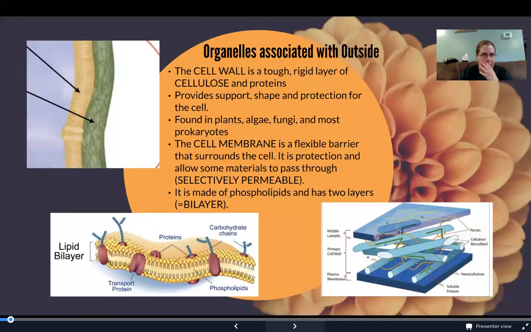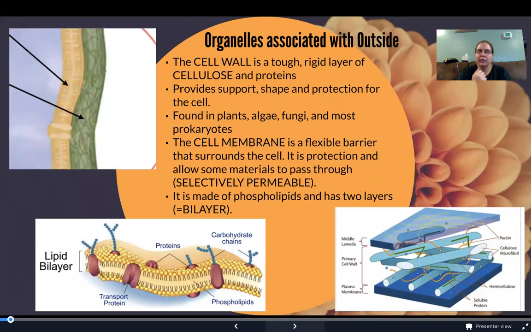And we'll move on. So first we're going to talk a little bit about organelles associated with the outside of the cell. So some organisms have what's called a cell wall. Now a cell wall is a tough, rigid layer of cellulose, which is a carbohydrate, specifically a polysaccharide, as well as proteins in there. Now we see these in plant cells, algae, fungi, and even most prokaryotic organisms. What they do is it offers support to the cell, it gives shape to it, and it's also protection.